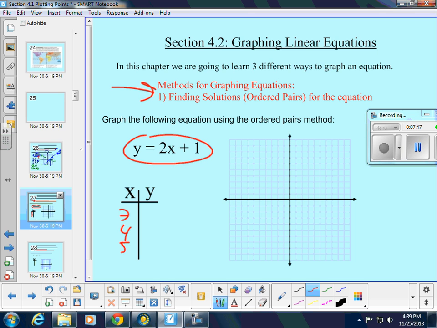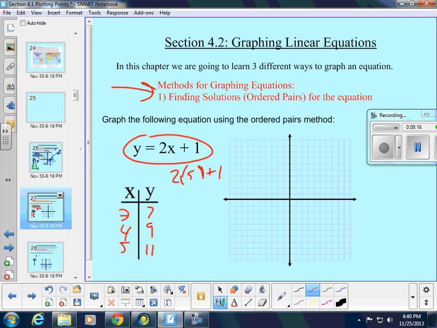So if I put 3 in for x, I'd have 2 times 3 plus 1. Well, 2 times 3 is 6, plus 1 gives me 7. So 3, 7 would be a point. If I put in 4, 2 times 4 plus 1, that'd be 8, plus 1 would give me 9. And if I plug in 5, 2 times 5 is 10, plus 1 gives me 11. So I could find those 3 points: 3, 7, 4, 9, 5, 11.